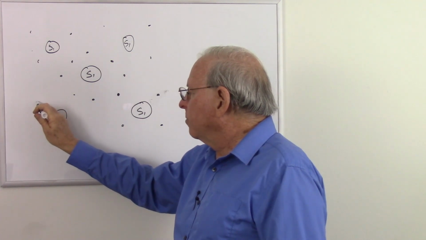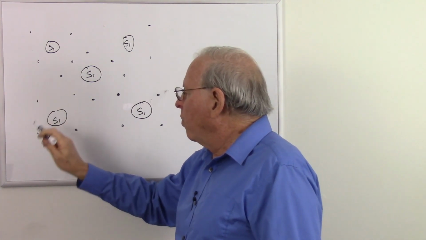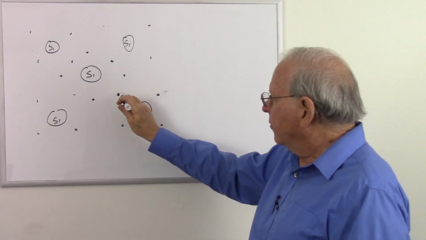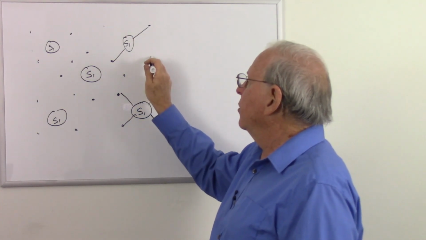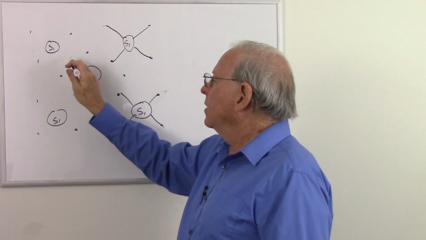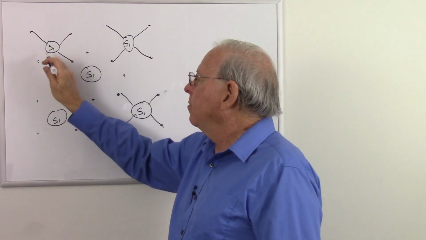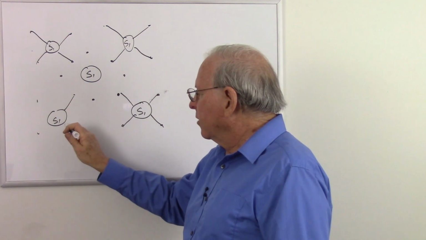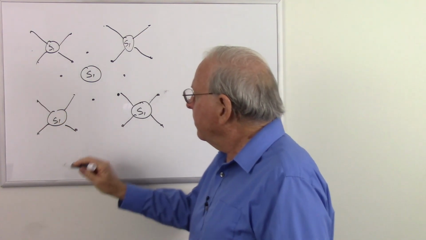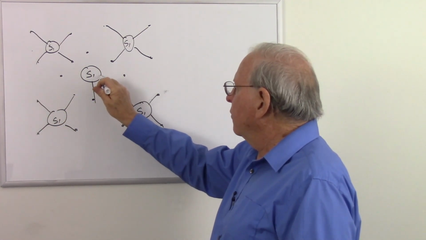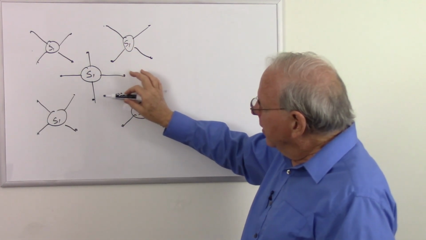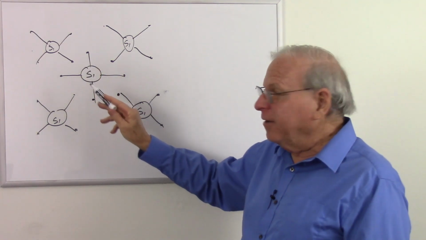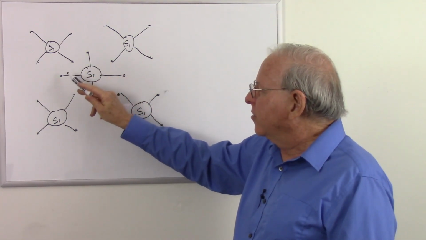Now I'm going to draw some lines to show which electrons belong to which atom. Those electrons belong to that atom, those electrons belong to that atom, these electrons belong to that one, and those electrons belong to that one. And finally in the middle, these 4 electrons belong to the one in the middle. And look what we have here. This one in the middle has how many electrons around it? 1, 2, 3, 4, 5, 6, 7, 8.